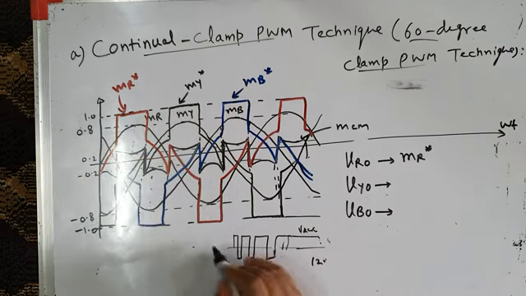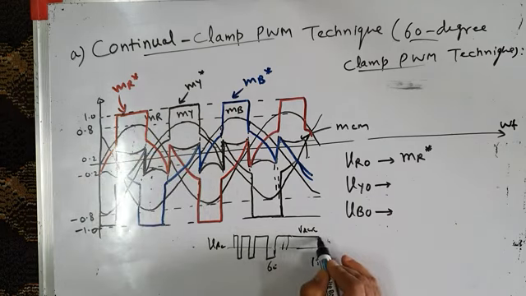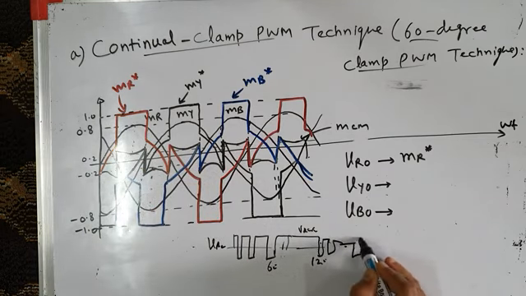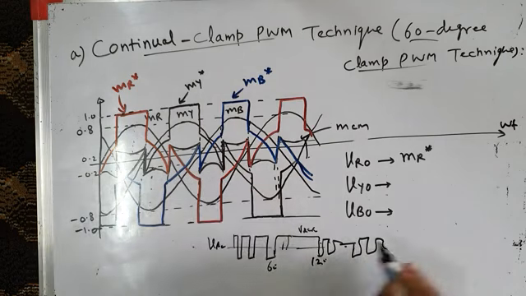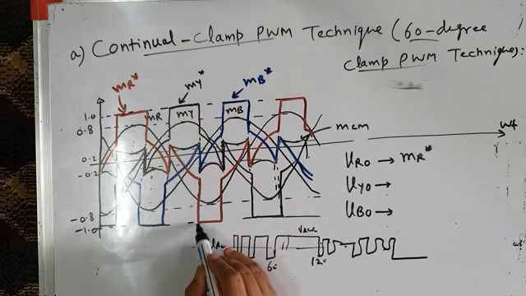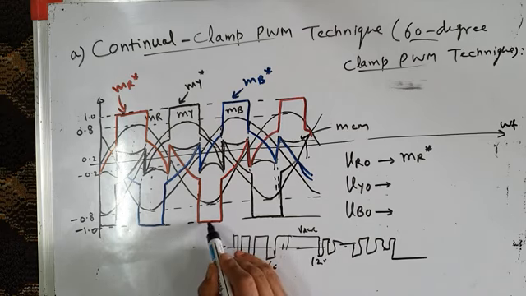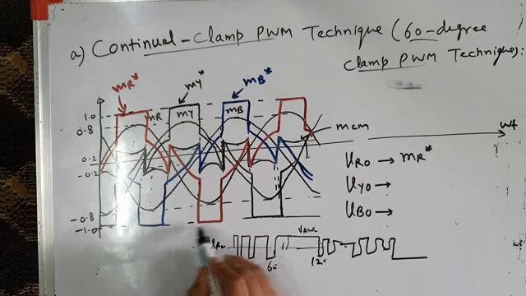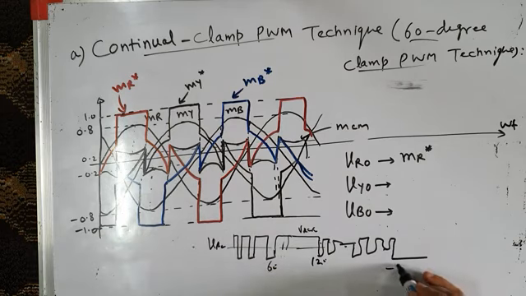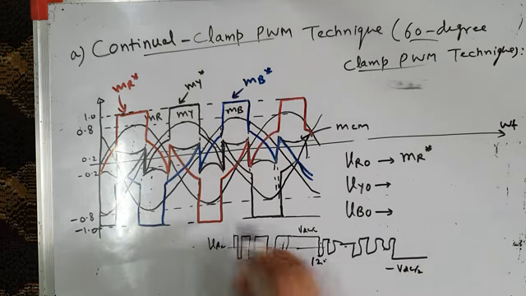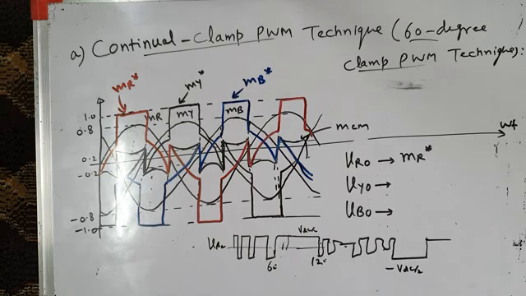That makes VRO equal to plus VDC by 2. And after that, again switching happens like this. After that, in the negative half cycle, switching happens like this, and over this 60 degree interval, since MR star is equal to minus 1.0, your phase leg R gets clamped to negative DC bus, and your pole voltage over this 60 degree interval remains minus VDC by 2. There is no switching over this 60 degree interval. That's it. This will be the actual voltage.